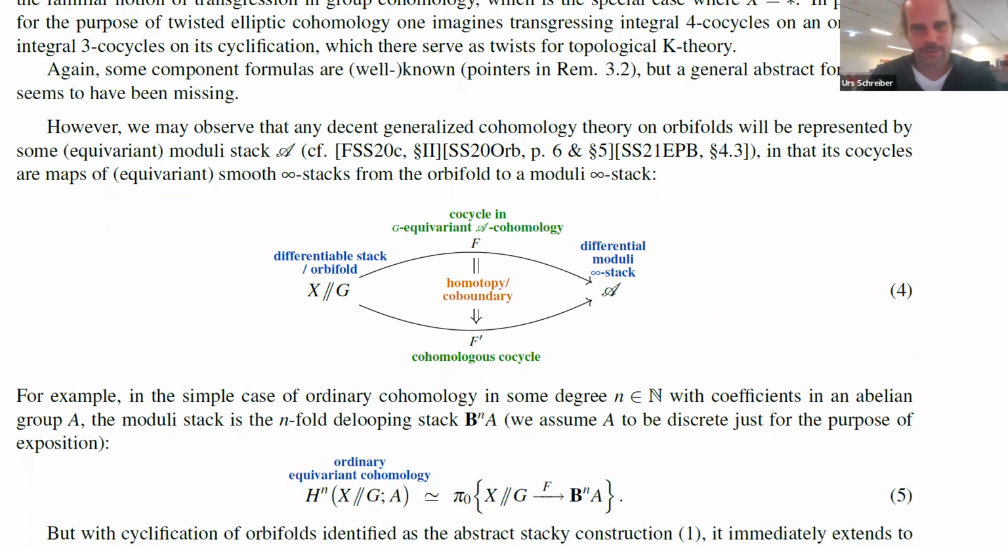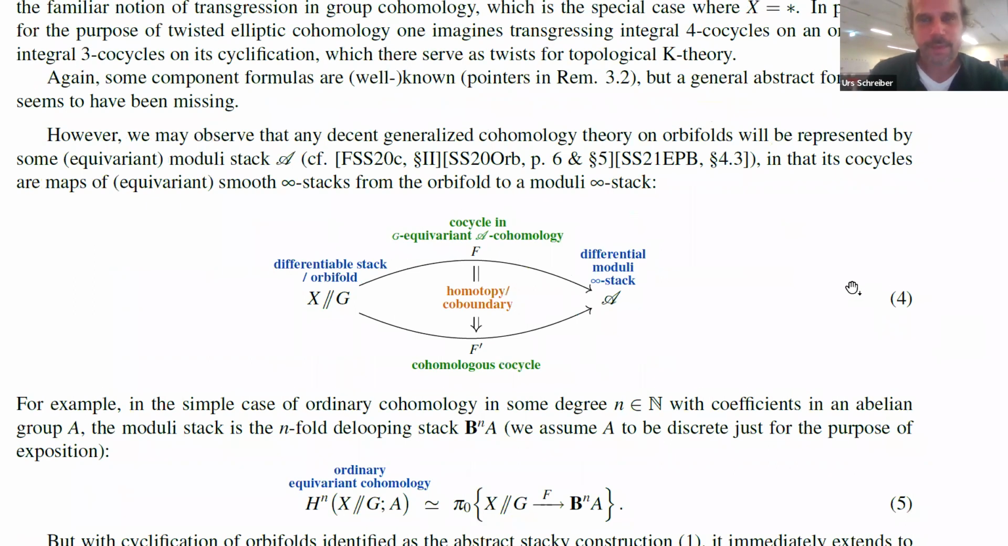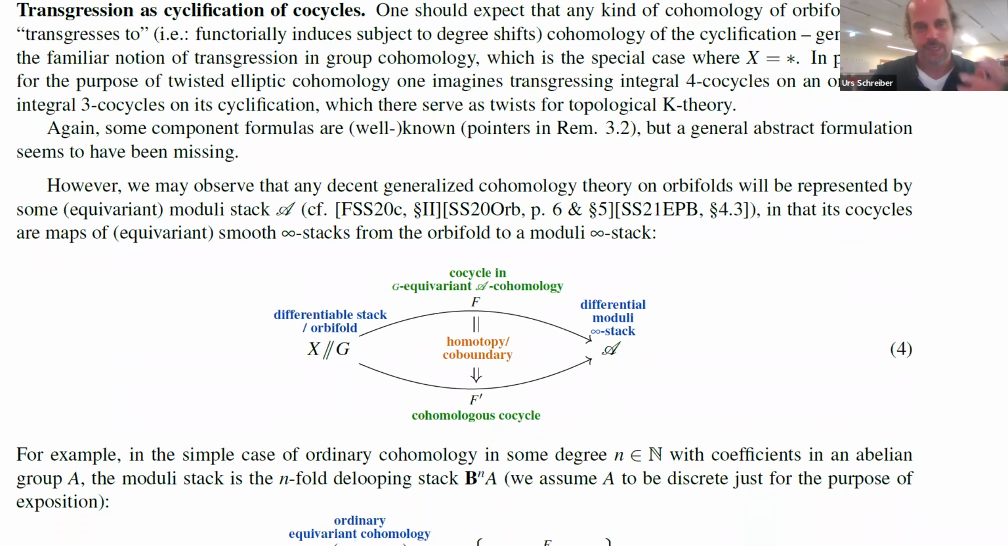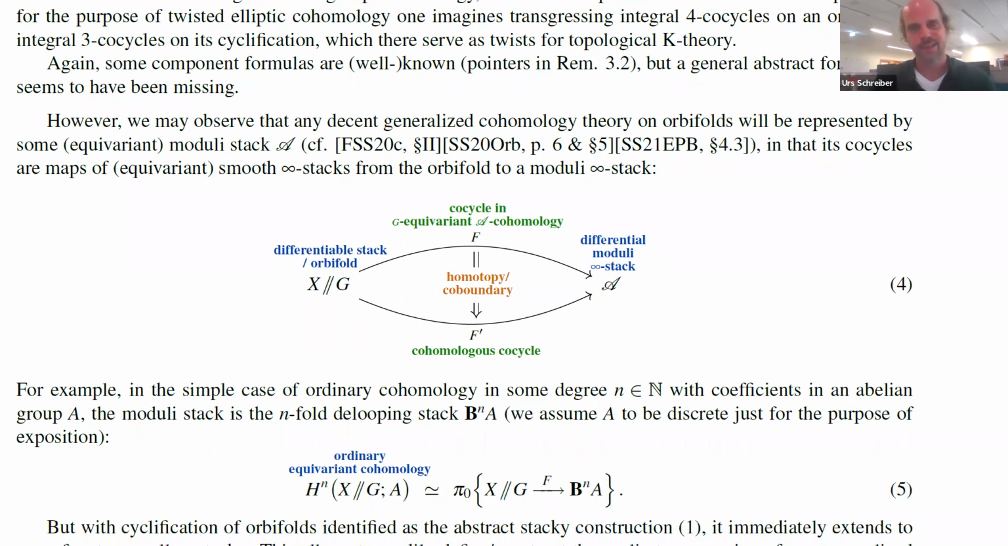In order to amplify this, I just make one step back to some background on understanding cohomology in the context of higher stacks. What I want to get to is the formula for transgression, which is also important in elliptic cohomology. Given some orbifold like X mod G here, we want to consider the situation that there are certain cohomology classes on that orbifold. And then as we pass to the cyclification of this orbifold, these cohomology classes should induce certain cohomology classes on the cyclification by a process that in special cases is known as transgression. It's the transgression operation in group cohomology, for instance, but it should generalize to other situations. And in order to see how this comes out very nicely, I briefly put the notion of cohomology as such into the context of these higher stacks.